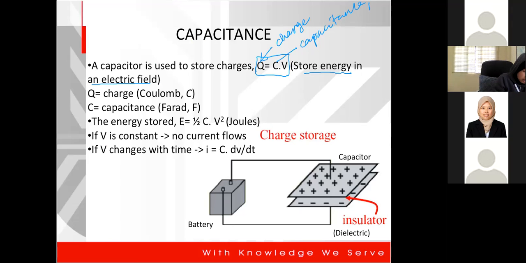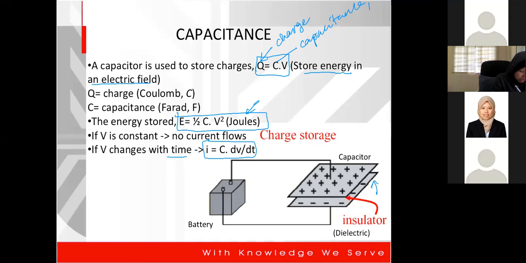Okay, the energy stored. The energy stored in the capacitor can be calculated using the equation E is equal to half C multiplied by V squared, and the unit is joules. If V is constant, no current flows. And when V changes with time, you will start to have current flow. So when the voltage is constant, not alternating, the capacitor will not charge, and there is no current flowing through the capacitor.